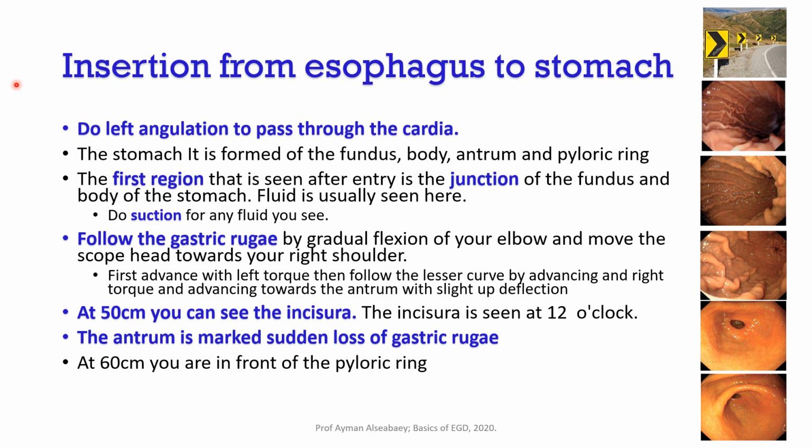When I pass through the cardia, I will see fluid in the stomach. This fluid indicates the junction of the fundus and the body. I have to suck all the fluids to prevent aspiration. Then I will inject air and follow these rugae. These rugae are turning to the right, so I have to push the endoscope and turn to the right.